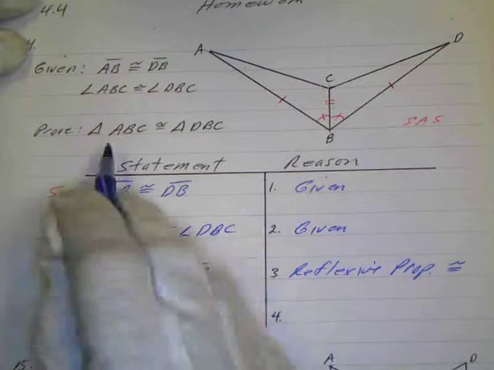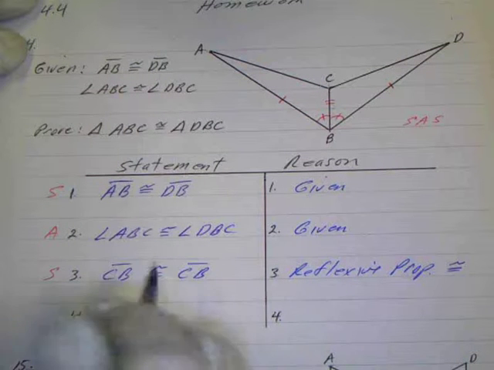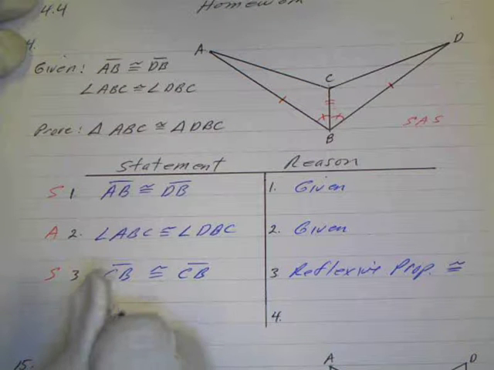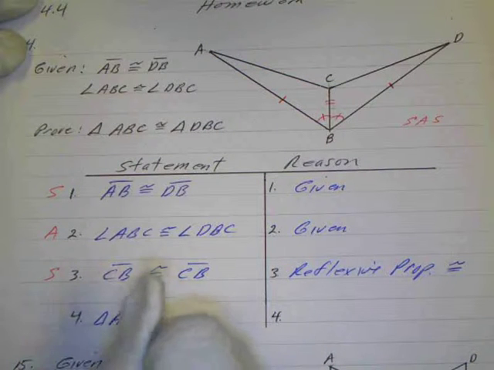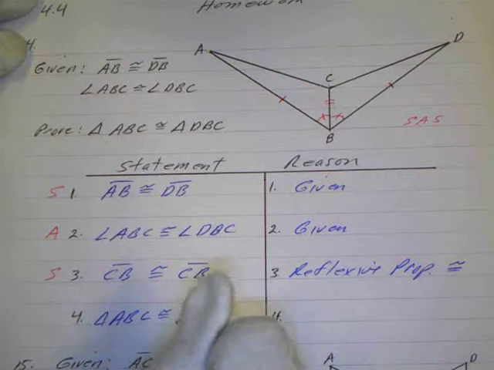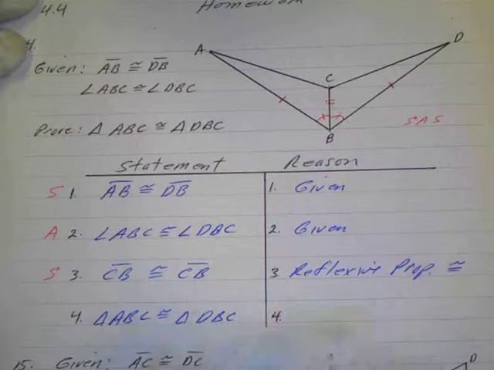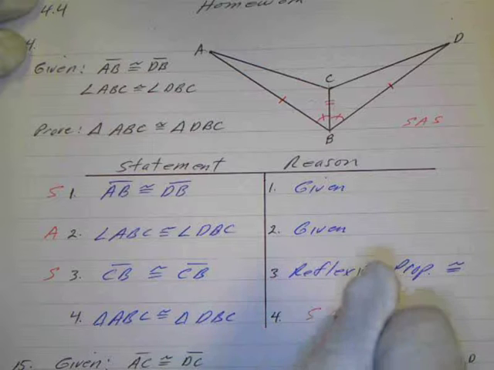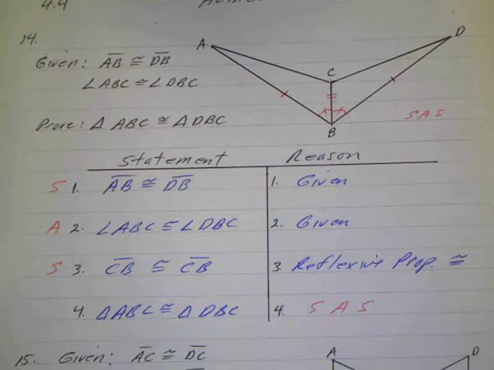And our last statement is what we want to prove, always what we want to prove. Triangle ABC is congruent to triangle DBC. And why? Side, angle, side. So I think that's pretty straightforward.